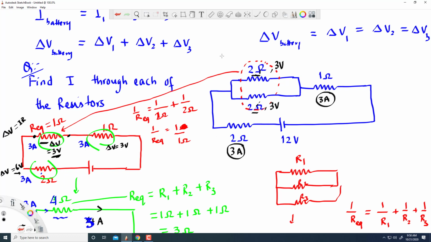Now use Ohm's law again here. Delta V is equal to IR, so I would be delta V over R. Delta V is 3, R is 2. So that means I here would be 1.5 amperes. Here also, 3 over 2 is I, which is 1.5 amperes. So we got all the currents.